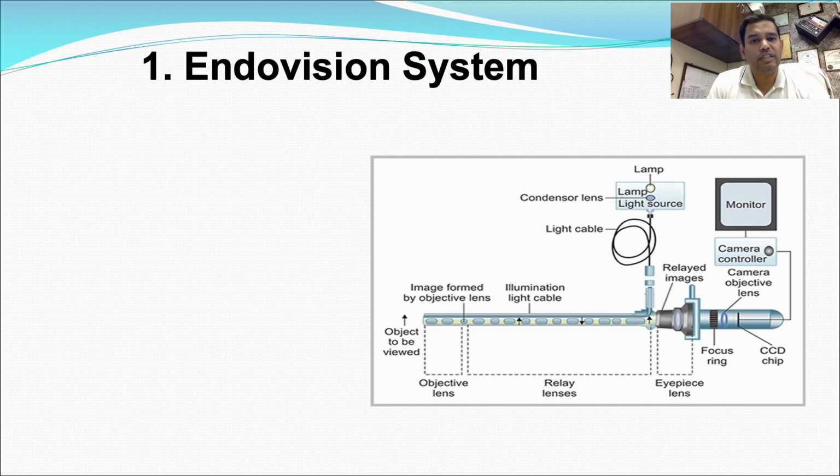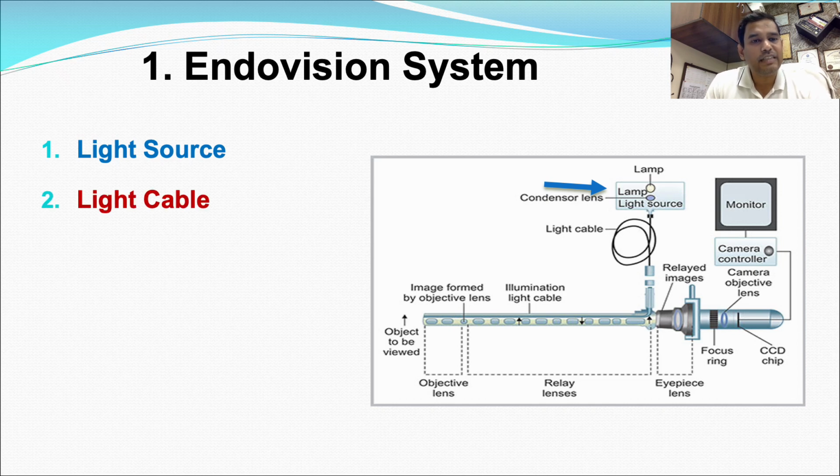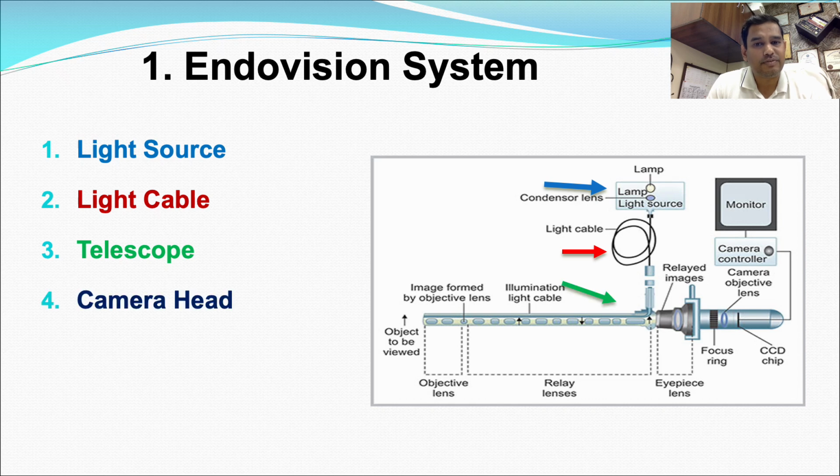So endovision system. This is the circuit of the endovision system. It comprises of three essential parts. First is the light source. So light source is the source which emits light which help us to see inside the abdomen. Second is the light cable. Light cable is the cable which connects the light source and the telescope. And third is the telescope. It is the actual instrument of the endovision system that goes inside the abdomen and shows what's there inside the abdomen.